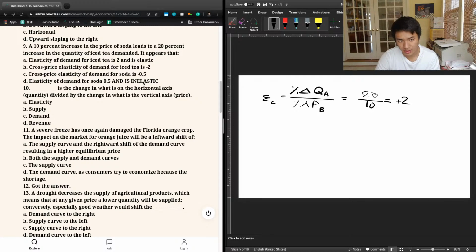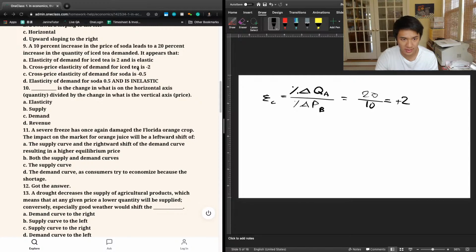So it looks like that's not going to match. We can try the cross-price elasticity of demand for soda, but the difference is that for soda we don't know what the quantity changes, so we actually can't calculate the cross-price elasticity of demand for soda. So it looks like the correct answer here has to be B.